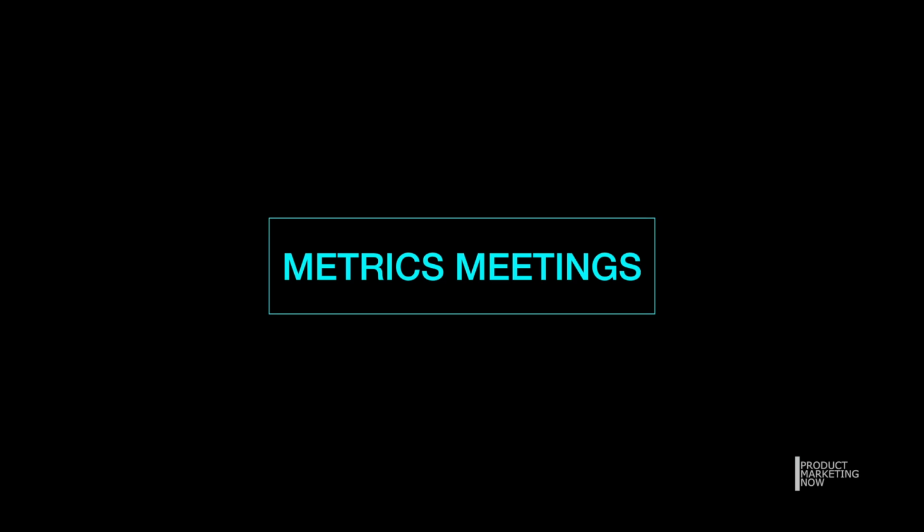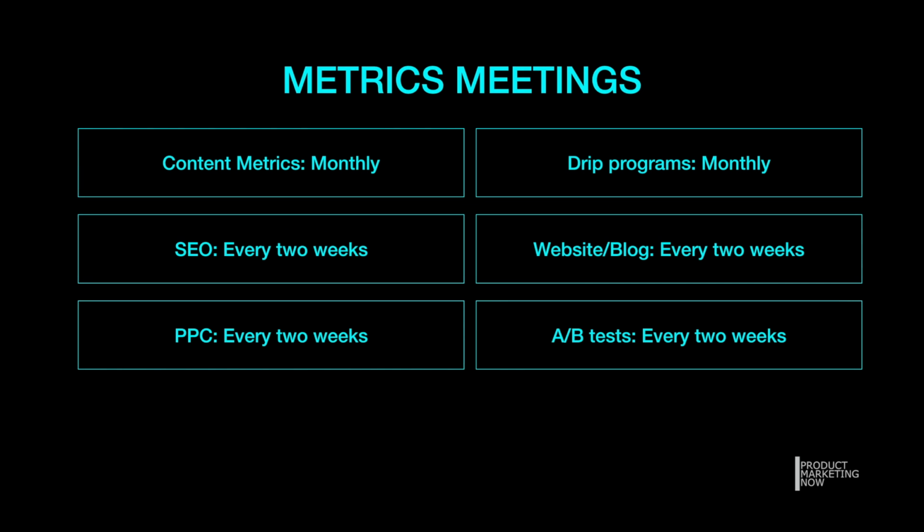You're not going to have meetings for optimization on everything you do, so I recommend having regular optimization meetings for the following topics. Number 1, content metrics. Do that monthly. SEO every 2 weeks. PPC every 2 weeks. Drip programs monthly. Website, blog every 2 weeks. A/B tests every 2 weeks.